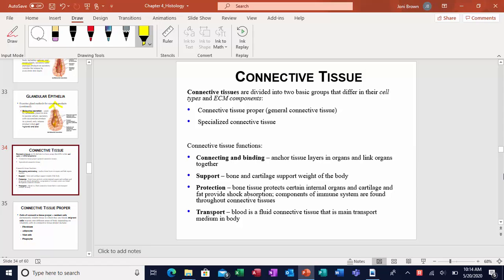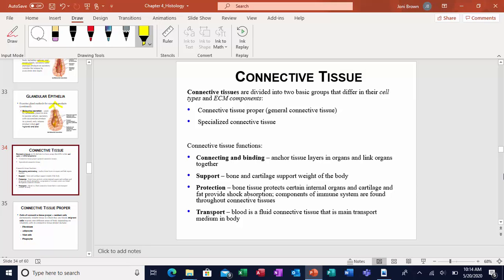Now, the functions of connective tissue are obviously connecting and binding, which anchors the layers of the tissues and the organs, and it links the organs together. The second function is support. It supports the weight of the body. You've got bone and cartilage here that are connective tissue. Protection. It protects your internal organs, and bone is an example of this. Cartilage and fat help with shock absorption. And then you have a lot of cells in the immune system that are in the connective tissues.